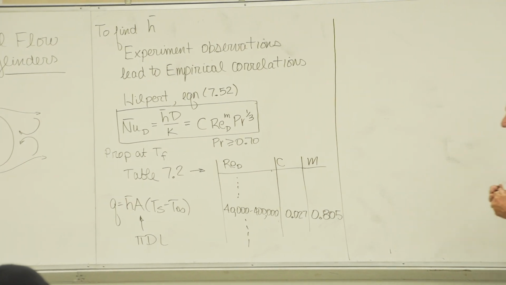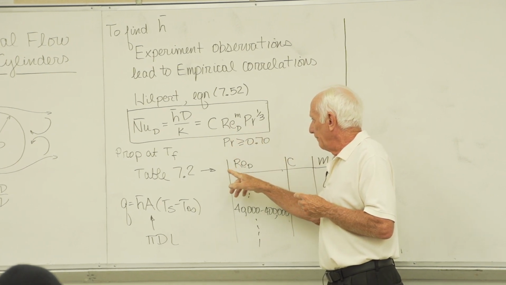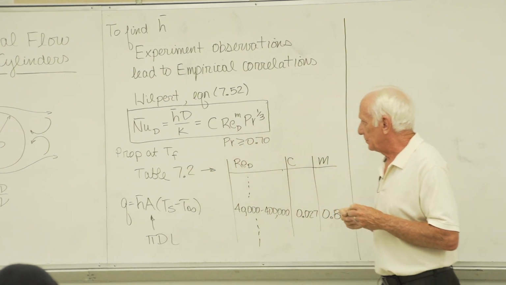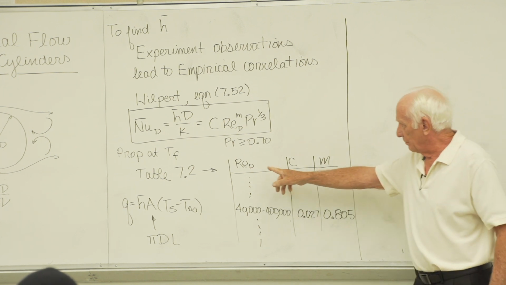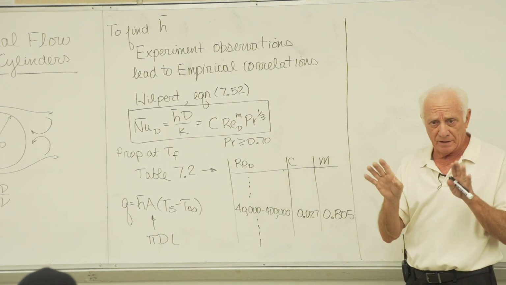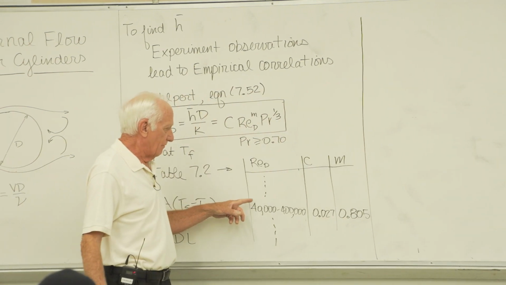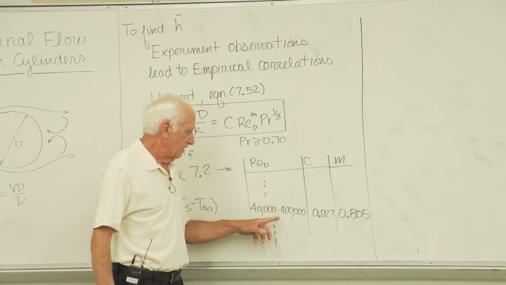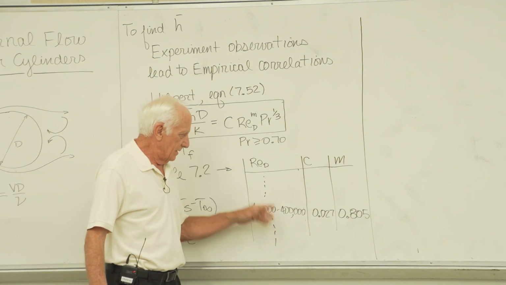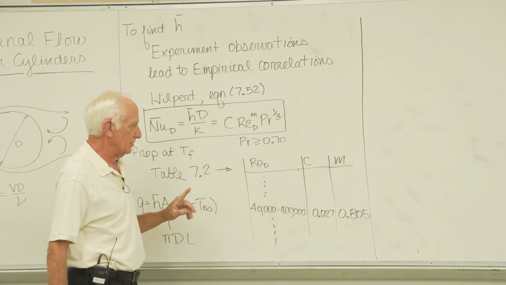Now, those constants, C and m in that equation, are given in table 7.2. In table 7.2, the first column is a Reynolds number range. I just took one out of there. There are different Reynolds number ranges, maybe 4,000 to 40,000, 40,000 to 400,000, 400,000 to something else. There are various Reynolds number ranges given in table 7.2.